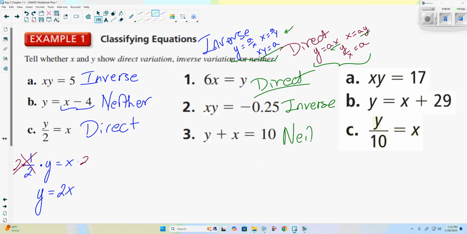And the next one would indeed be neither. The big giveaway is the plus sign. Let's look at the last set of 3, A, B, C. X times y equals 17. Inverse. Y equals x plus 29. Neither. Y over 10 equals x. Direct.